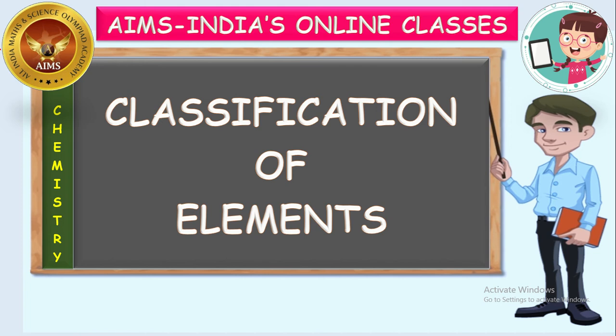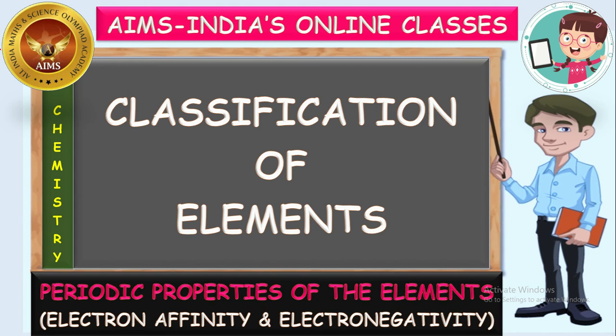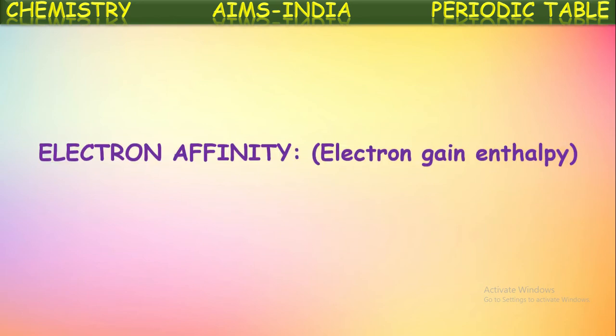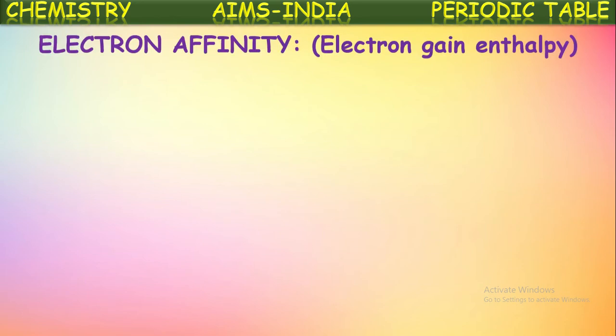In this session we are going to see electron affinity and electronegativity properties. What are these properties? How are these two trending in the modern periodic table? We are going to see in this session. Okay, let us start with electron affinity, which is also known as electron gain enthalpy.